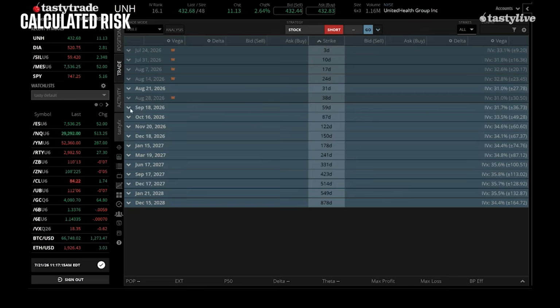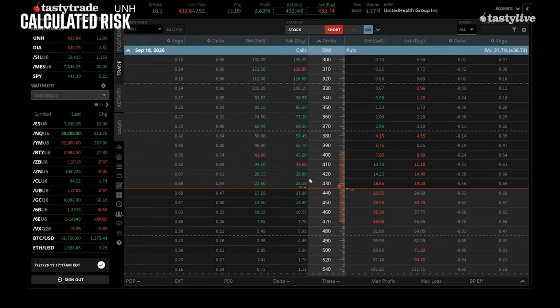So if I go into September, typically with a calendar spread, it's oftentimes a very neutral strategy. So with the stock at 432, we'd probably select right around this 430 strike. You can be a bit more directional with your calendar spreads, but that sounds like a separate discussion for another time, maybe a future Calculated Risk.